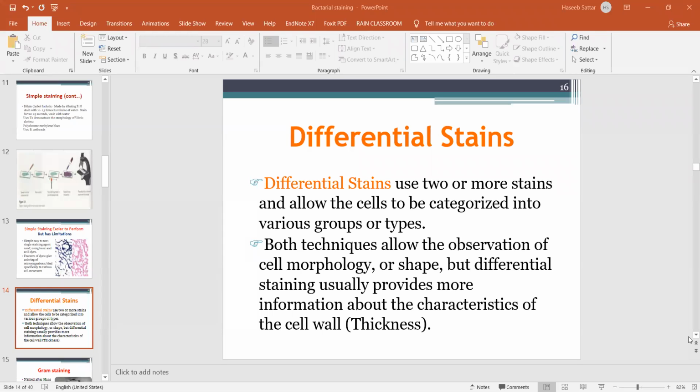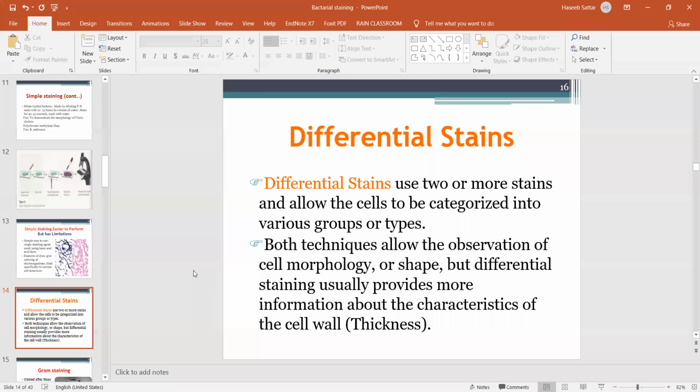So differential stain, like using one or two or more types of stains at a time, will help us to identify the bacteria, as well as observe the cell morphology, the shape of the cell. So this is also very important, because nowadays we utilize this differential staining technique.